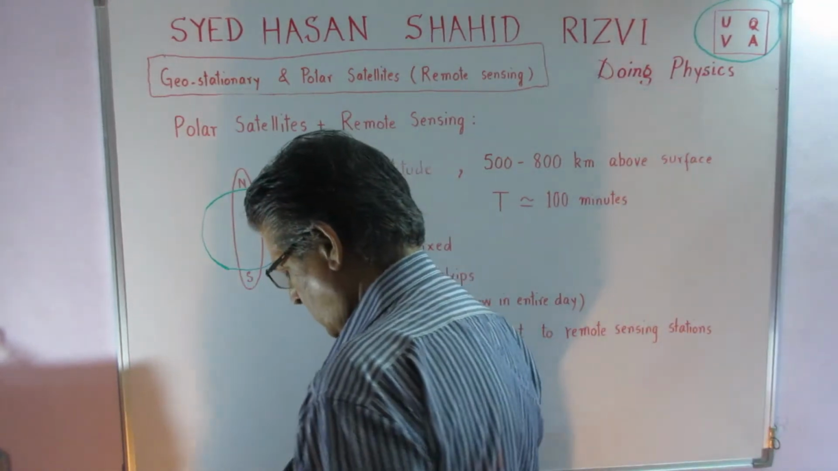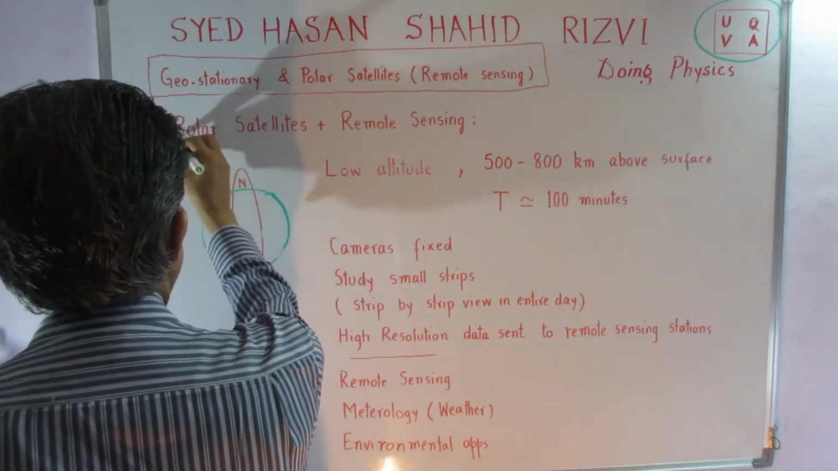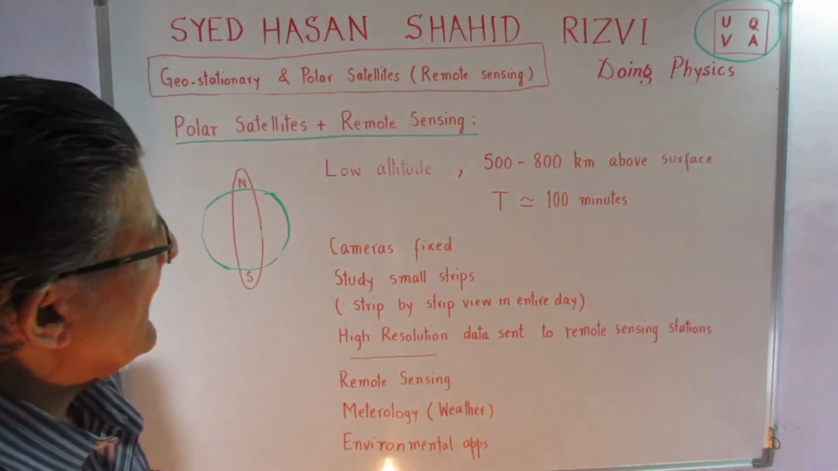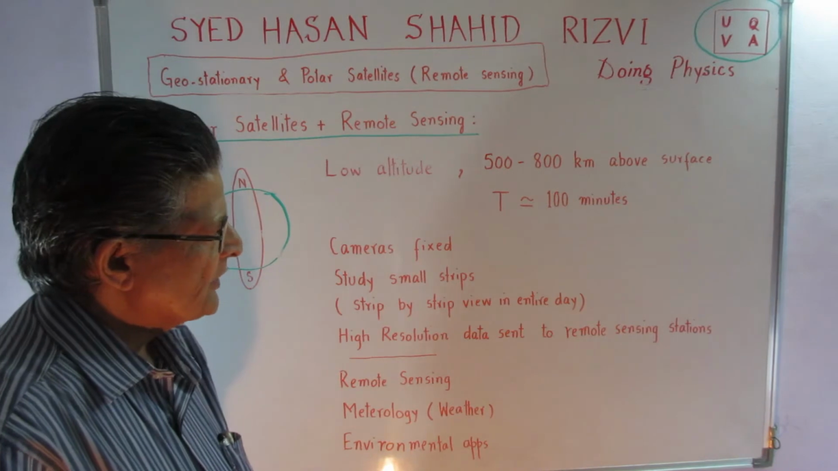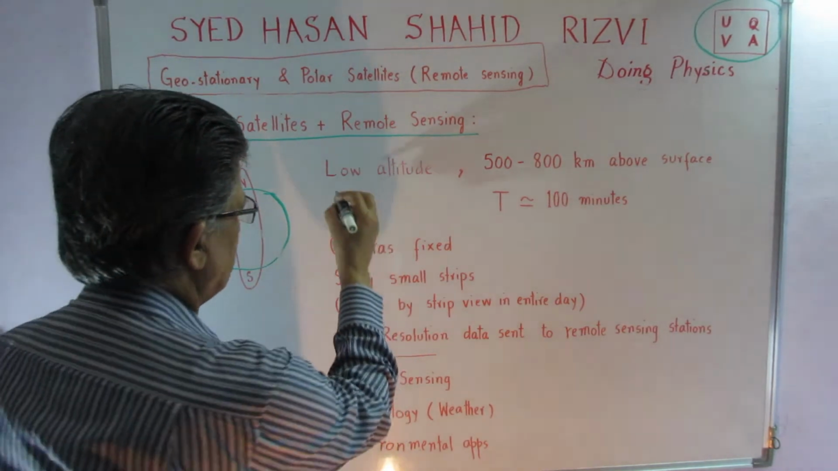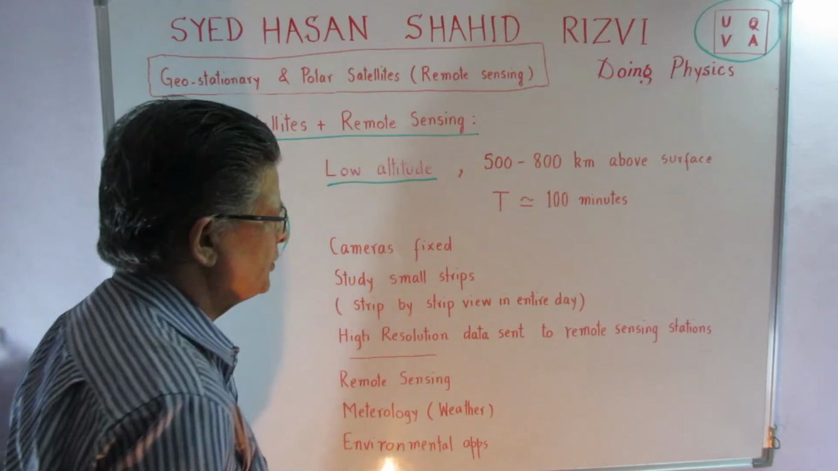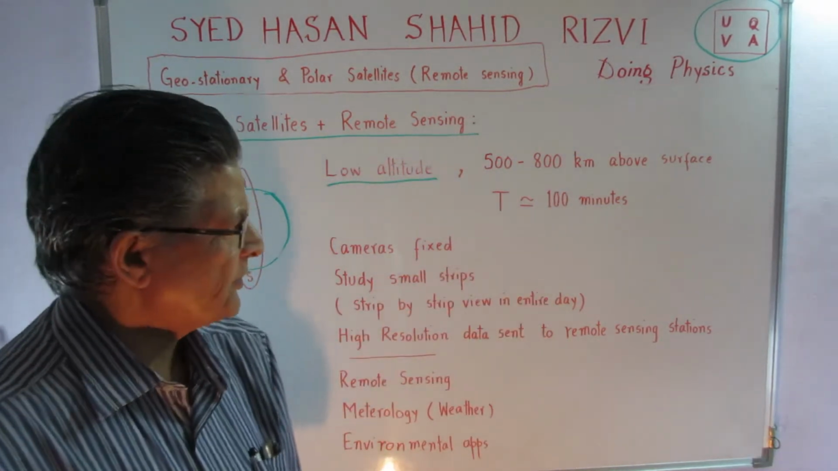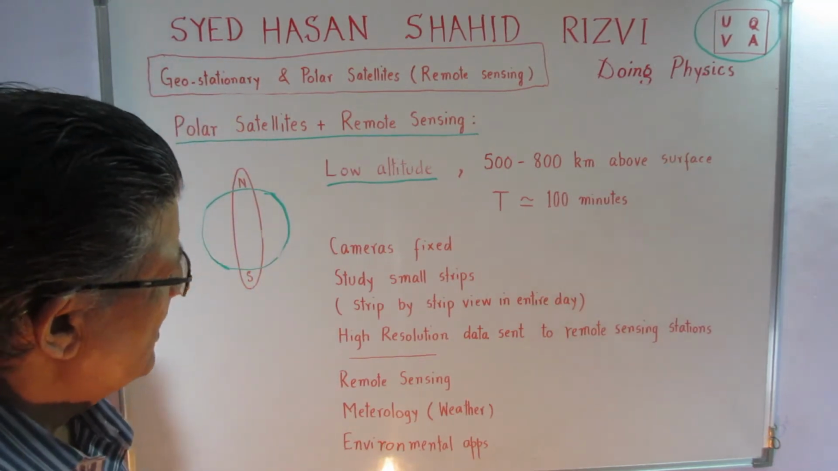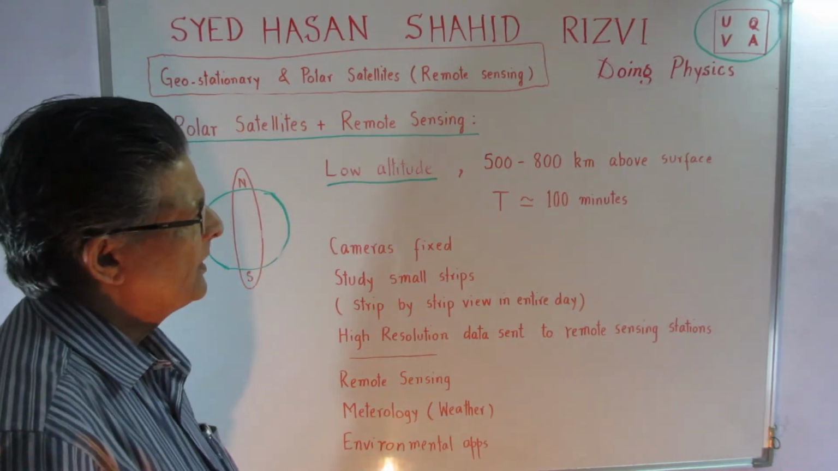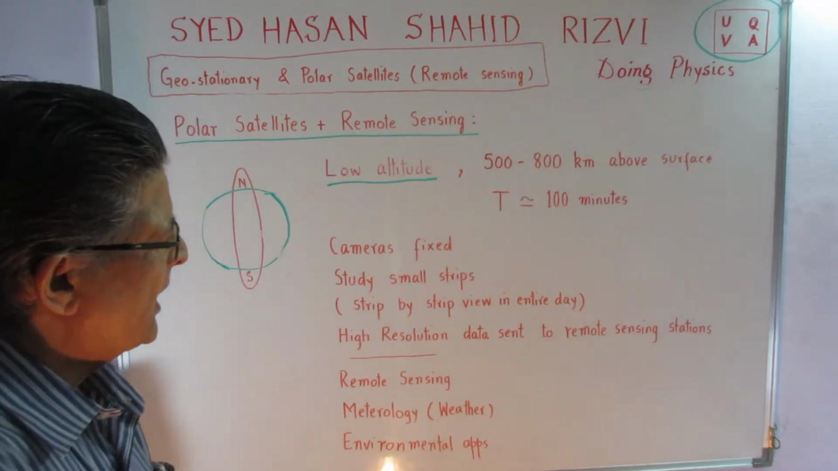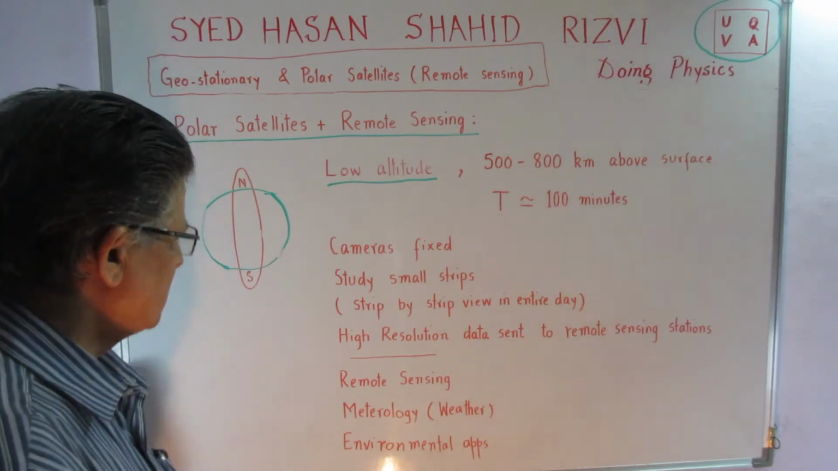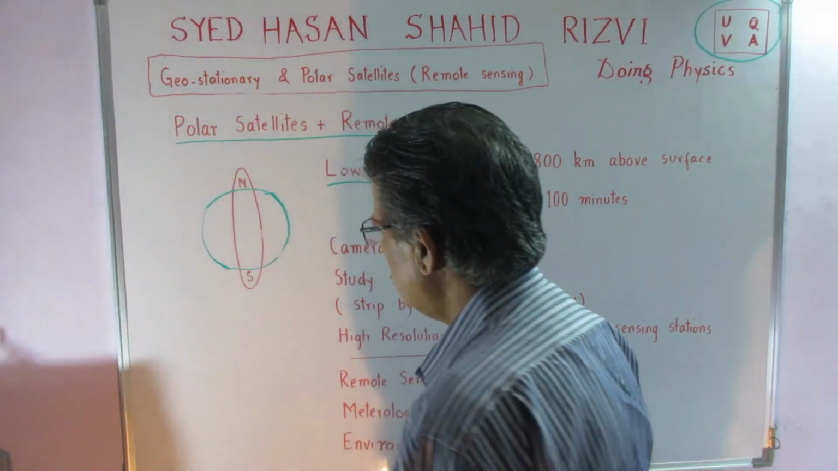Okay, so next item, we take up the polar satellites, remote sensing, etc. Now the polar satellites are low altitude satellites which have a time period of about 100 minutes. They are made into the orbit at 500 to 800 kilometers above the surface of the earth.